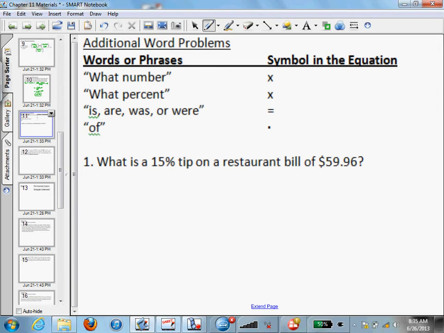Now looking at some other word problems you might see, these are some words or phrases you may see, and this is what you're going to translate into English. So number one, what is 15% tip on a restaurant bill of $59.96? So we have 15% of the bill, which is 59.96, is what number?